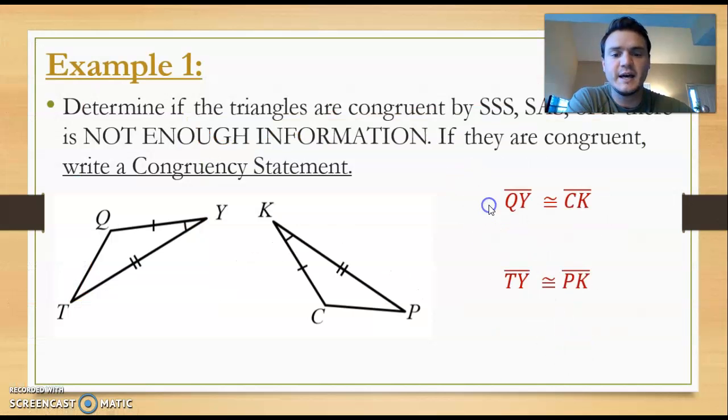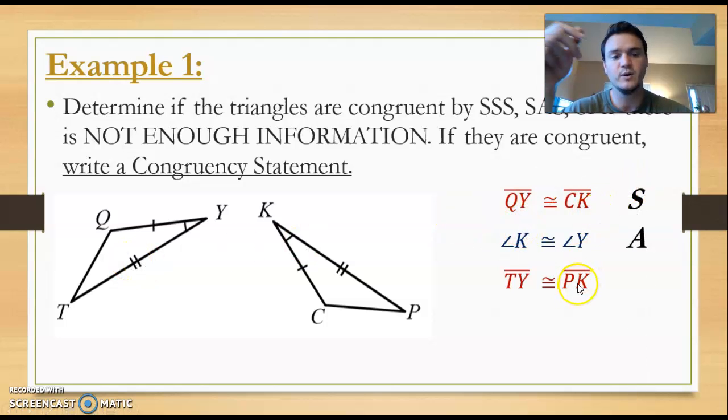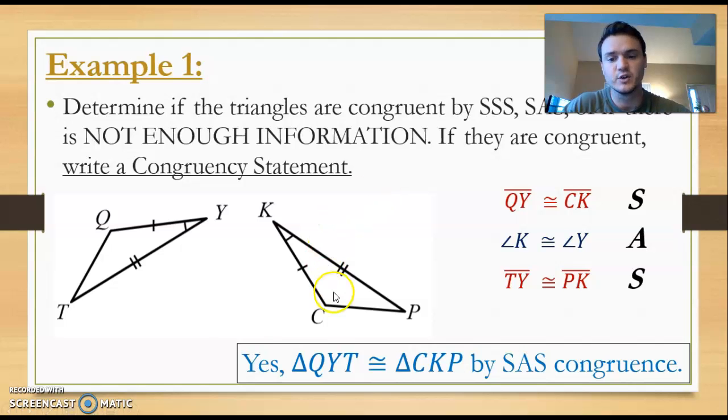And then you should notice, as you write it out in the specific order, here we have a congruent side, congruent angle, congruent side. So it is side, angle, side congruence. We know that these triangles are congruent because it meets the criteria for side, angle, side congruence. Because they're congruent, we can then write this congruency statement: QYT. If I did QYT, it needs to be CKP. So we would say those triangles are congruent by SAS congruence.